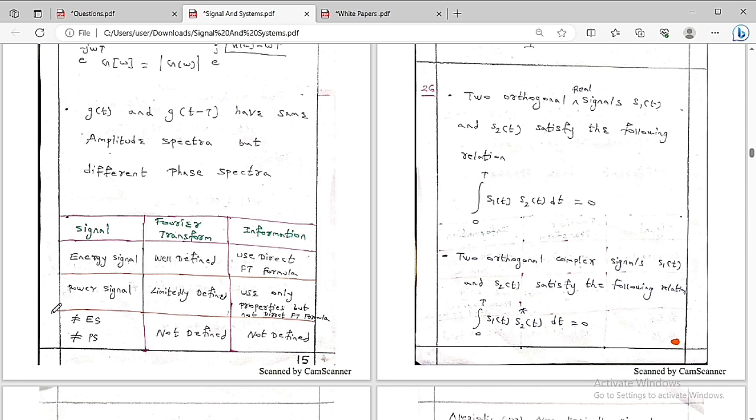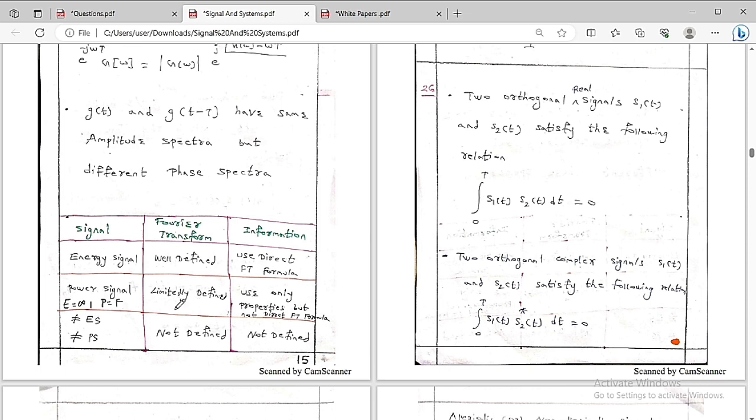Suppose a given signal is a power signal. What is the meaning of power signal? A power signal is nothing but one whose energy is infinite and whose power is a finite value. Then we can say the given signal is a power signal, meaning it is not absolutely integrable. The signal is not absolutely integrable.